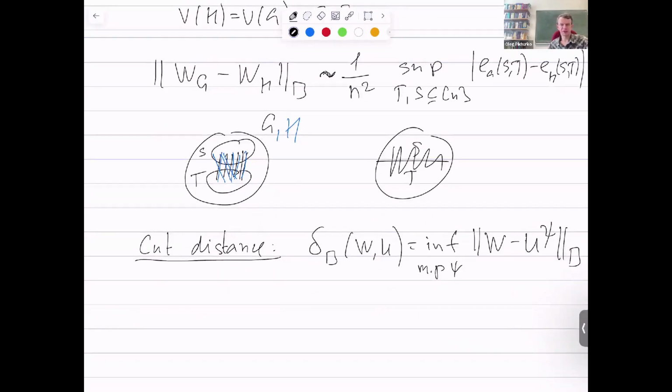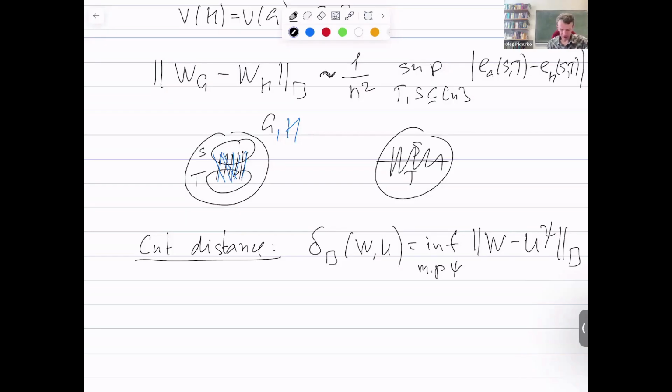So for graphs, the definition would be: two graphs are close to each other if, first, you scale them to have the same vertex weight, say 1. Then you use psi to put one on top of the other. And then this distance says that the distribution of edges across cuts is about the same. Yeah, I know it's a bit vague.